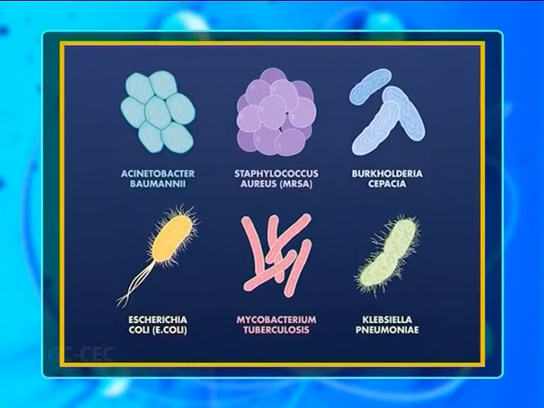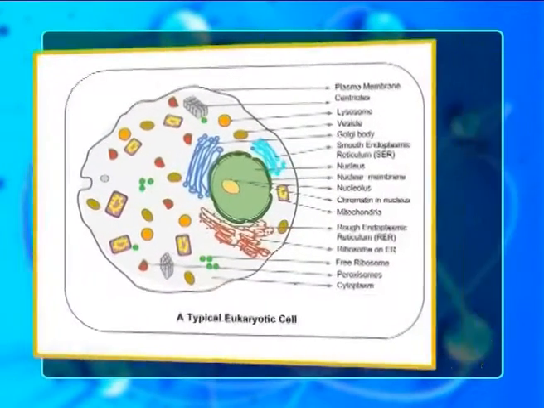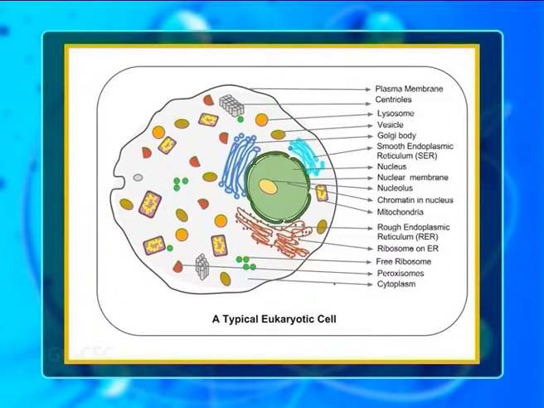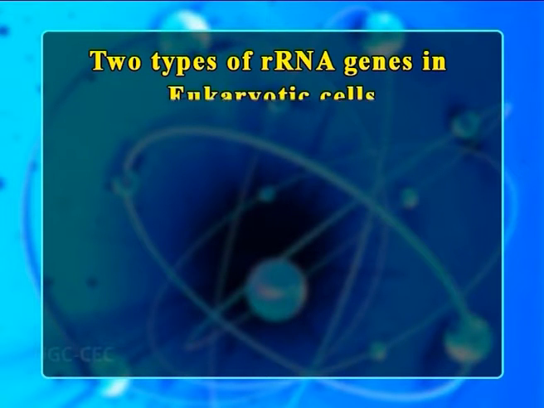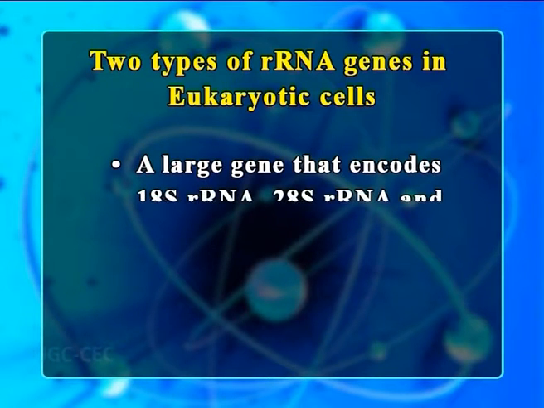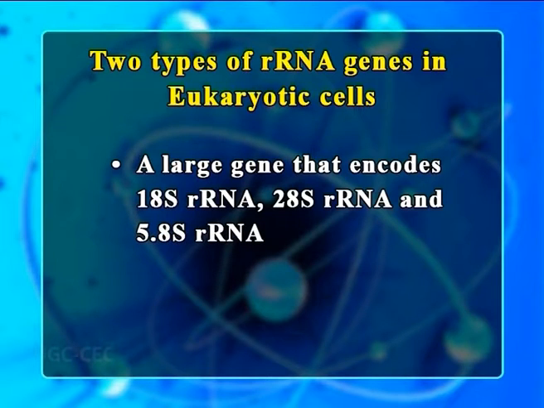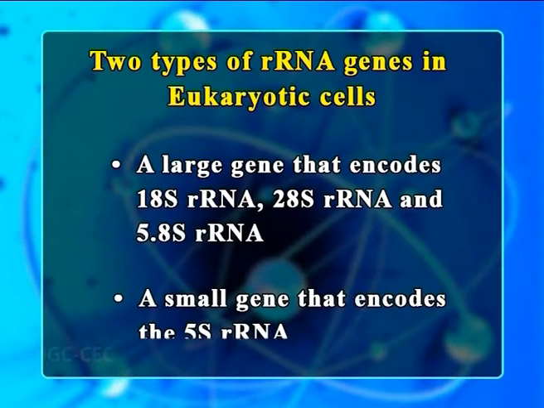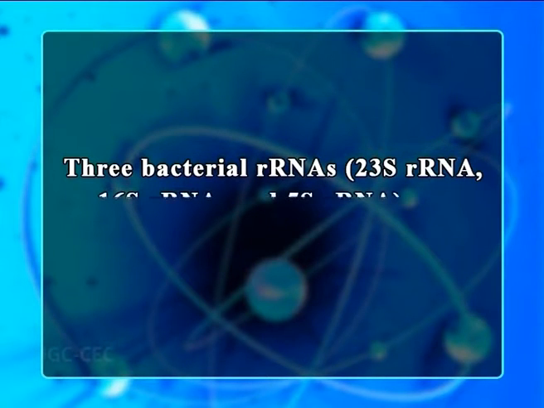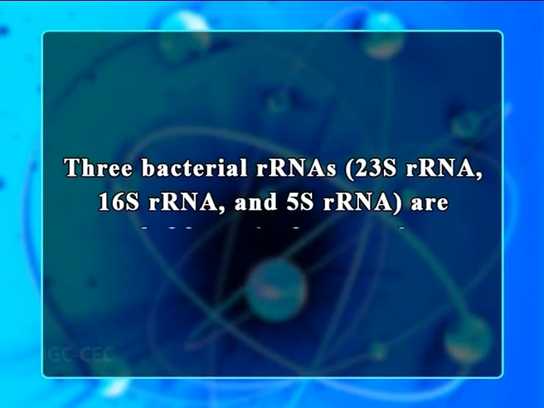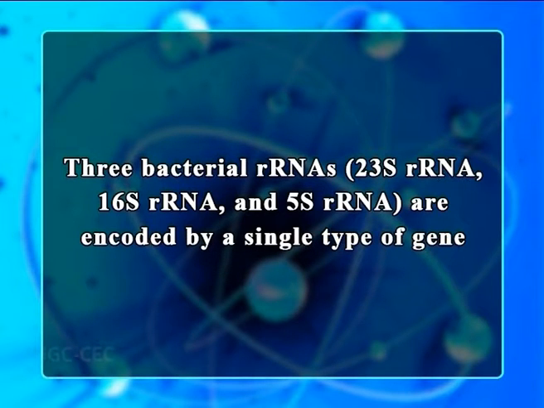In bacteria, rRNA genes are dispersed, but in eukaryotic cells, they are clustered with the gene arrays in tandem one after another. Eukaryotic cells possess 2 types of rRNA genes: a large gene that encodes 18S rRNA, 28S rRNA and 5.8S rRNA, and a small gene that encodes 5S rRNA. All the 3 bacterial rRNAs, 23S rRNA, 16S rRNA and 5S rRNA, are encoded by a single type of gene.